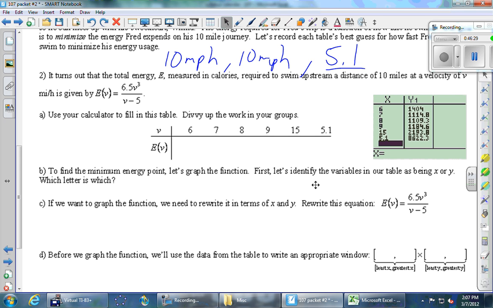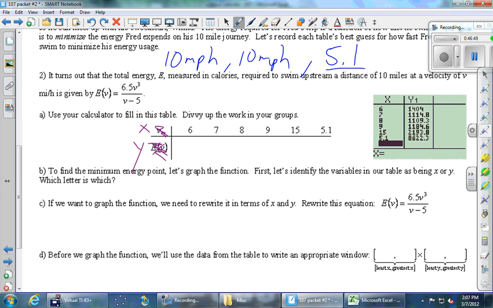Okay, so we've kind of started to do this using the calculator up here. Which letter is X? V. So I'm going to call that an X. And instead of E, we have a Y. All right, so get rid of that guy, we'll get rid of that guy. So we have X and we have Y. And if we want to graph that function, we need to rewrite it in terms of X and Y.